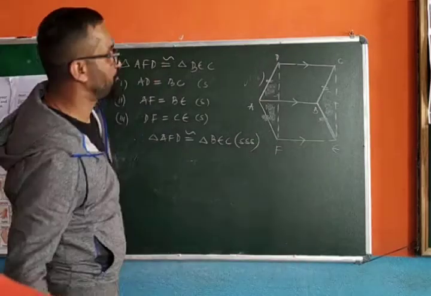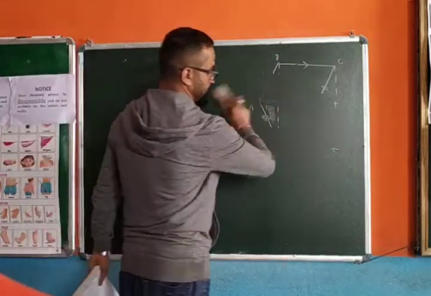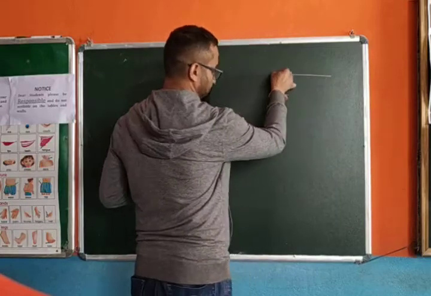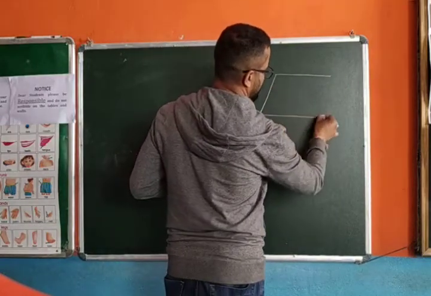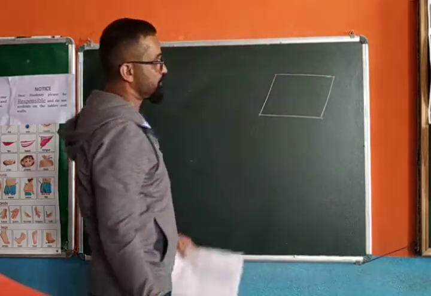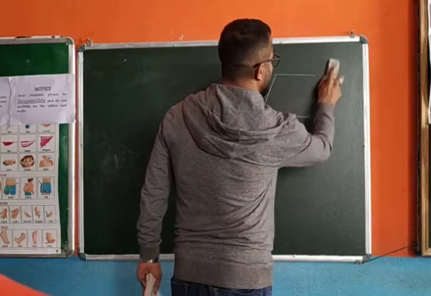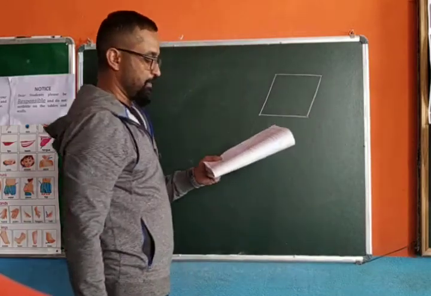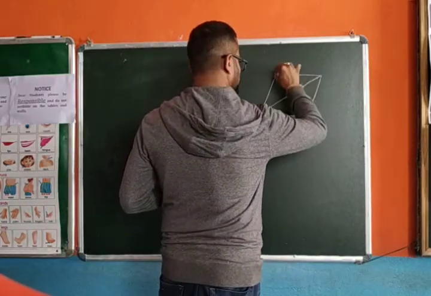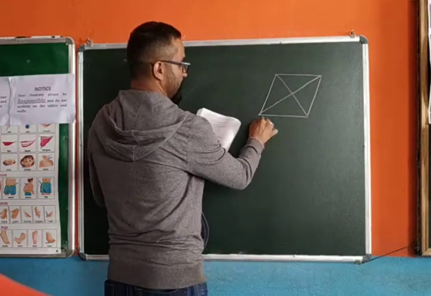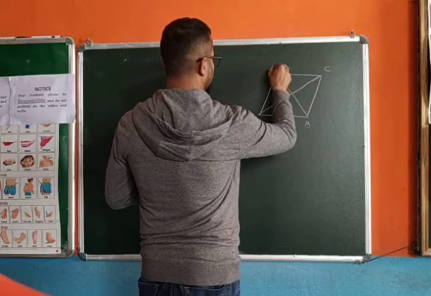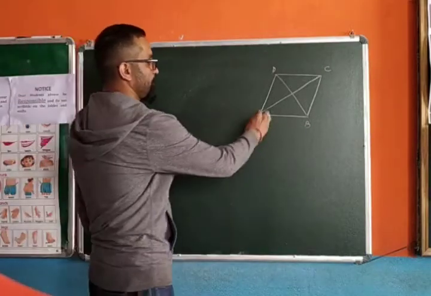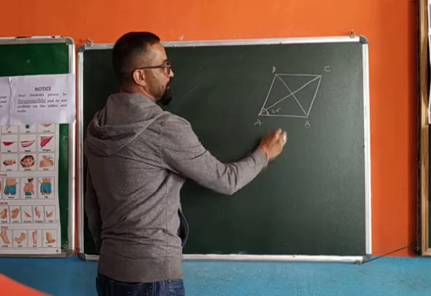The last question from rectilinear figures. You have a rhombus. A rhombus is a four-sided figure in which all sides are equal. Diagonals intersect each other at right angle. ABCD. One of the angles is given. Angle A is equal to 60 degrees. This whole angle is equal to 60 degrees.